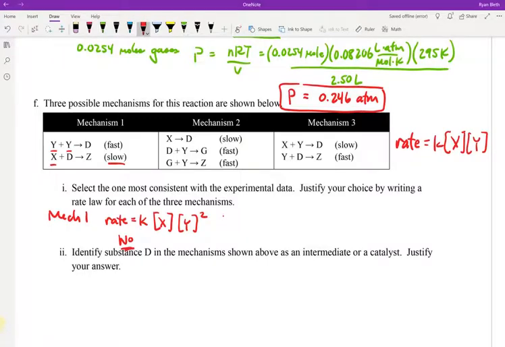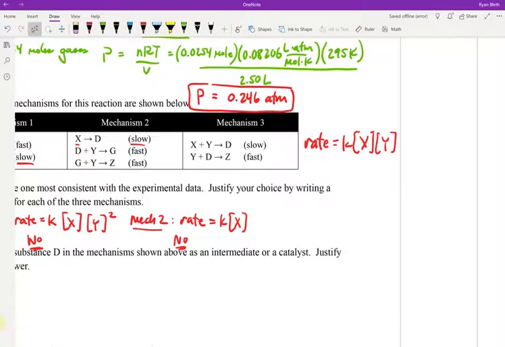For mechanism 2, my slow step, let's see, is the first step, and that only has X as a reactant, so rate would just be K and then X to the first, and Y wouldn't be there at all, so that's no good. Hopefully the third one works out. For mechanism 3, I'd have a slow first step where X and Y are both reactants, so rate would be K, X to the first and Y to the first. So that's a match. Yes.